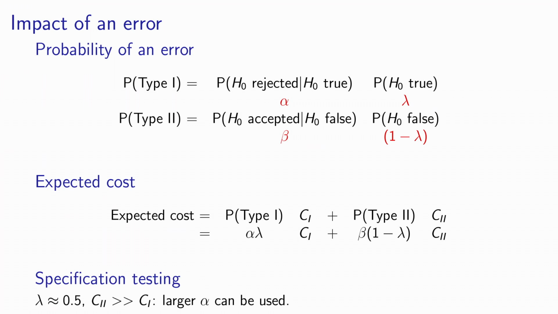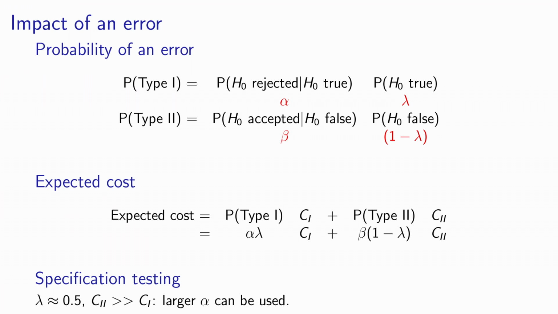In specification testing, the situation is slightly different. First, we have no strong a priori knowledge about the correctness of the null hypothesis. We are not sure if this variable is actually playing an important role or not in the behavior. So let's say that in this case, lambda is 50-50. It may be true, it may not be true, we don't know. But as we discussed before, in this context, the cost of a type 2 error is way larger than the cost of a type 1 error. Therefore, it's recommended to use a larger alpha in this context.